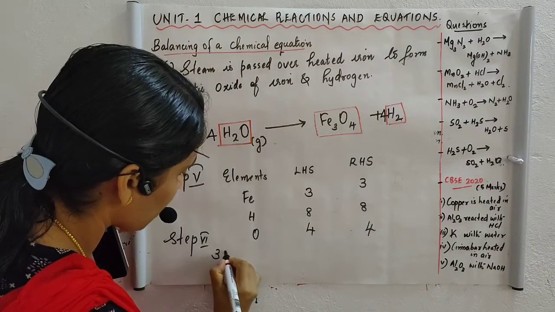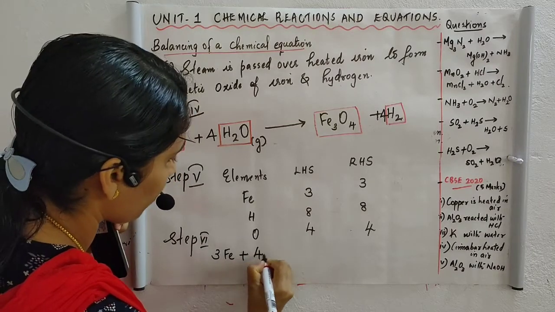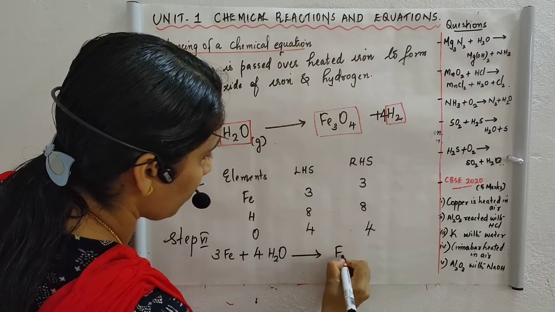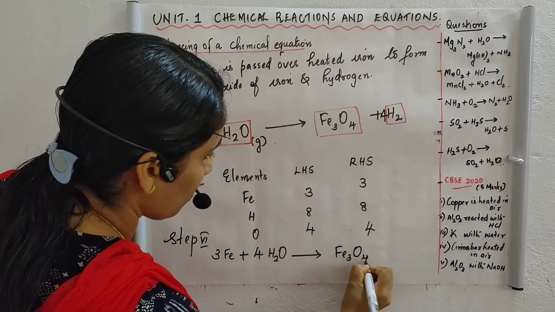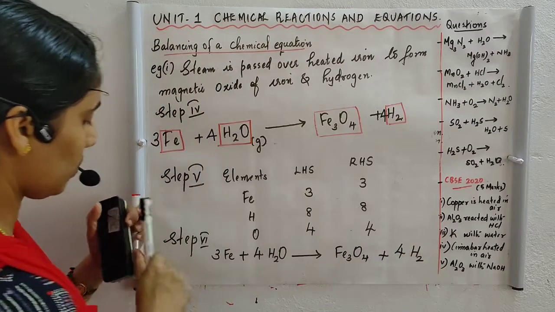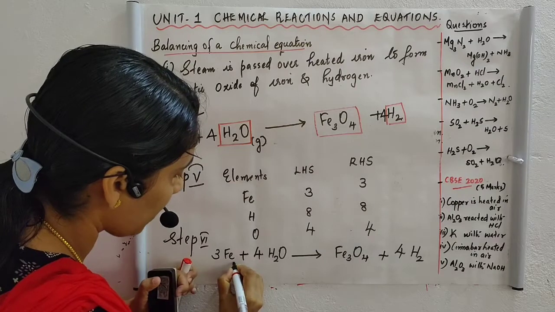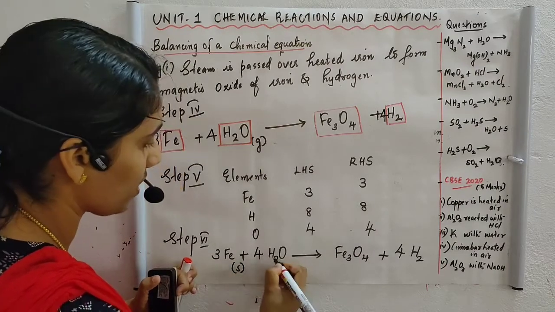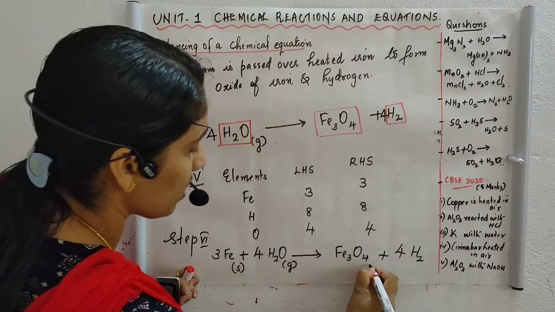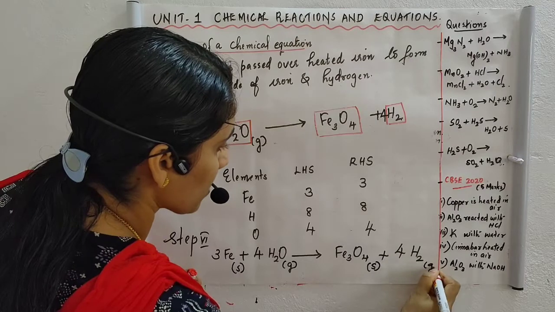Then after getting the balanced chemical equation, if we are writing the state symbols, the balanced equation is 3Fe plus 4H2O gives Fe3O4 plus 4H2. Then in this equation, if we are writing the state symbols, iron is in solid state, H2O is in steam, we have mentioned, that's why gaseous state, Fe3O4 is solid and H2 is gas.